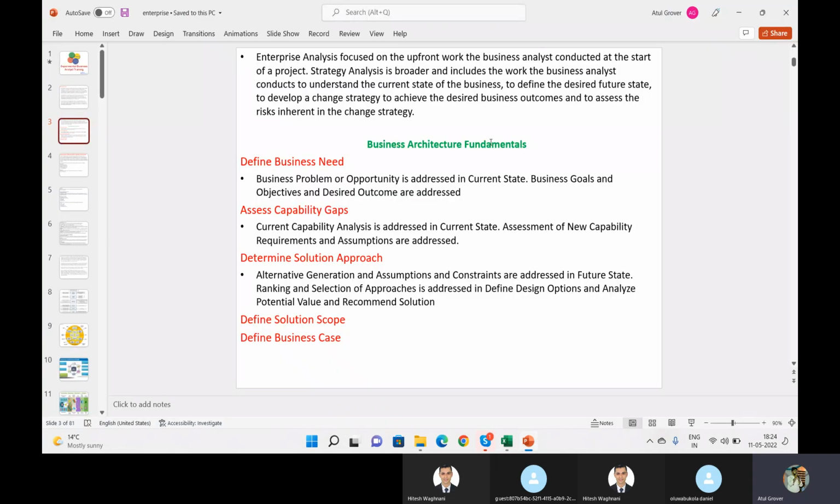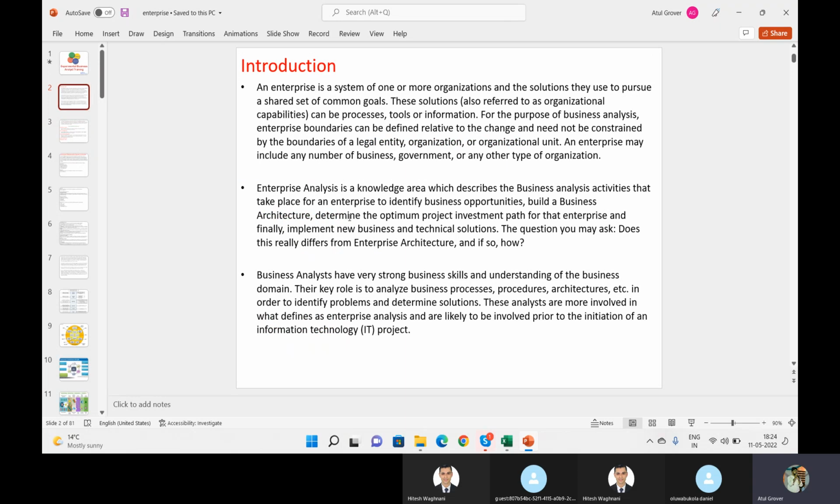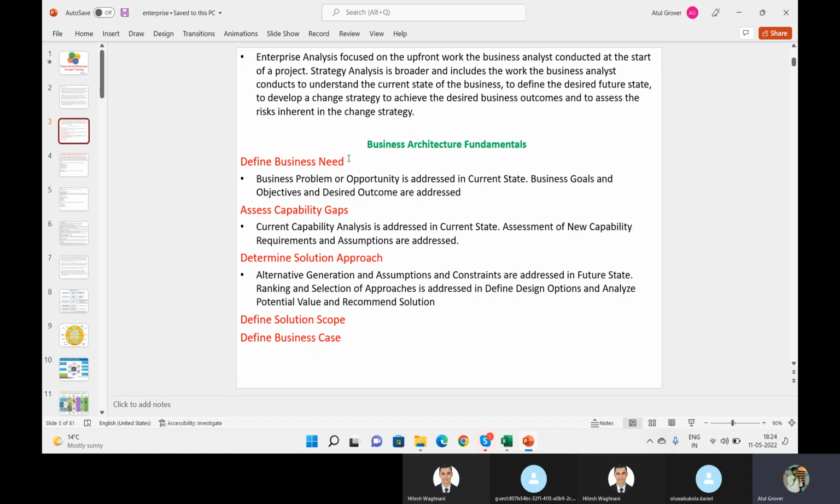When we are working as a business analyst, we have to understand the business need. We have to define the business need, and you cannot define it unless you understand the enterprise. I'll show a screenshot which gives you a clear picture of all these steps as well. Once you understand, then you have to define the business problem.